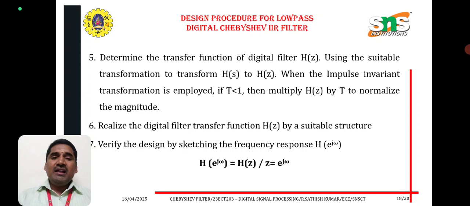Next one, determine the transfer function of the digital filter H(z) by using the chosen transformation to transform H(s) to H(z). When impulse invariant is employed, multiply H(z) by T to normalize the magnitude. Realize the digital filter transfer function H(z) by a suitable structure. Verify the design by sketching the frequency response H(e^jω), which is equal to H(z), where z = e^jω.